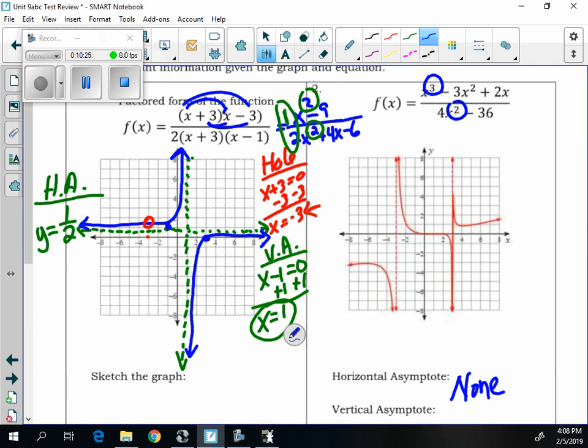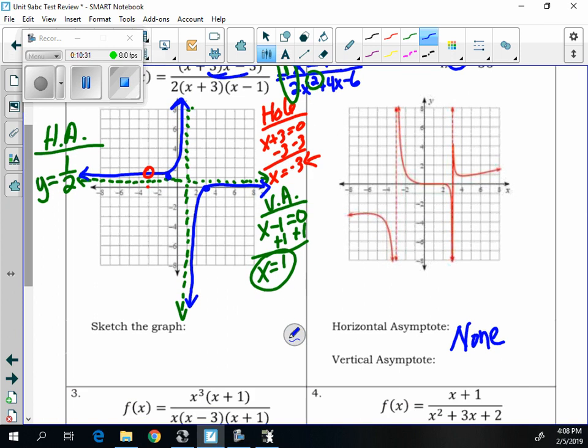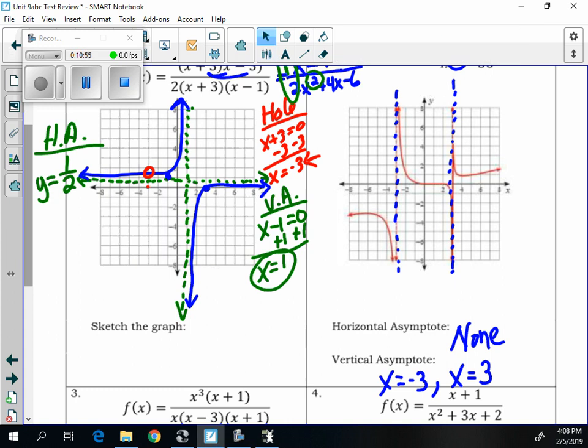Vertical asymptotes, you could factor it, but in this case, I'm just going to look at the graph. I see a vertical asymptote right here at -3. So x equals -3. And I also see another vertical asymptote here at +3. An asymptote is just where there's a vertical line or a horizontal line that splits your graph into 2 different parts. So that's that. You could do it by factoring also.